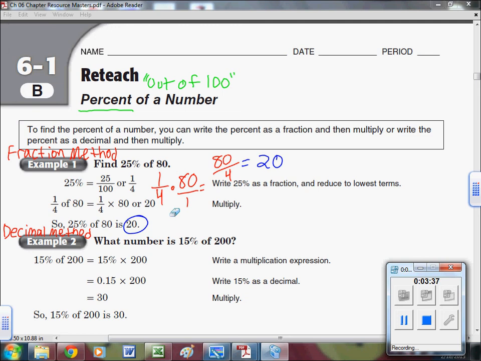Then there's the decimal method. In the decimal method, you're first going to take that percentage and convert it to a decimal. So 15% becomes 0.15. As a brief reminder, we learned in that previous video that if you're going to go from a percent to a decimal, you're always going to move the decimal 2 places to the left. So imagine your decimal going 2 spaces to the left.